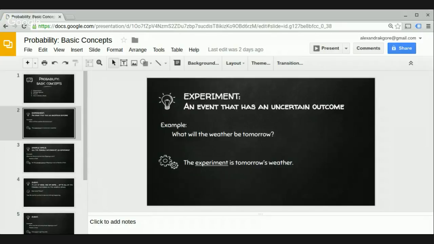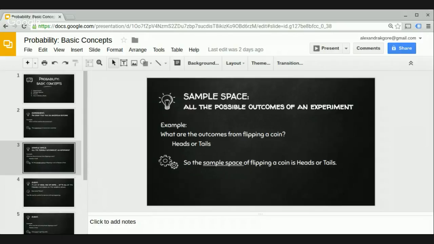Okay, continuing on, let's talk about sample spaces. So, the sample space of an experiment is all the possible outcomes of an experiment. Okay? So, what are the outcomes from flipping a coin? Well, you get a heads or a tails. The sample space, then, of flipping a coin is heads or tails. Pretty straightforward, right? It's just anything that could happen. So the sample space of the presidential election would be all the presidential candidates. Makes sense, right? Or anyone, I guess, if you're writing your name down as a write-in candidate.